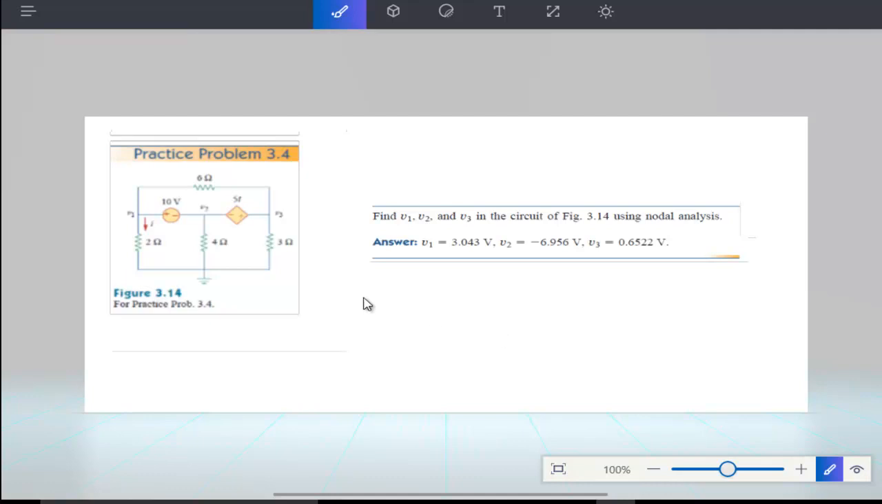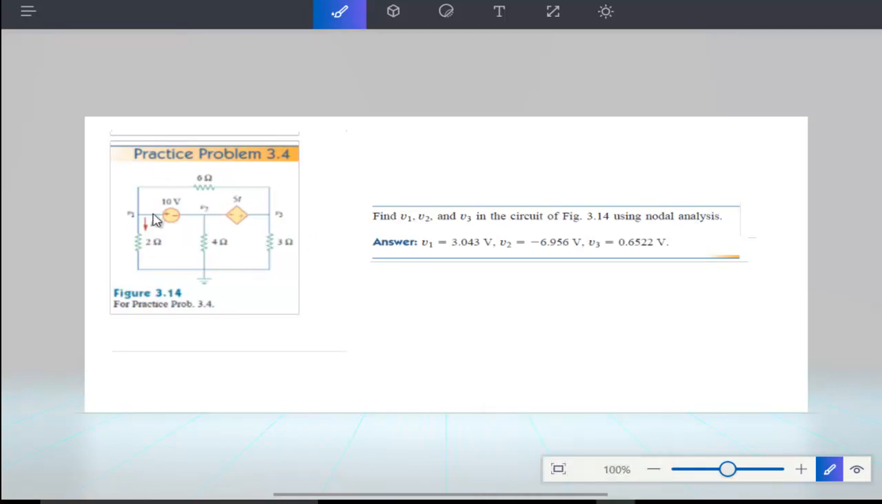So this is a circuit from the book of electric circuit analysis. We will try to implement this circuit in LTSpice. In this circuit we have a current dependent voltage source, which means that this voltage source is depending on the current flowing through R2, which means 2 ohm resistance. So let's implement this circuit.